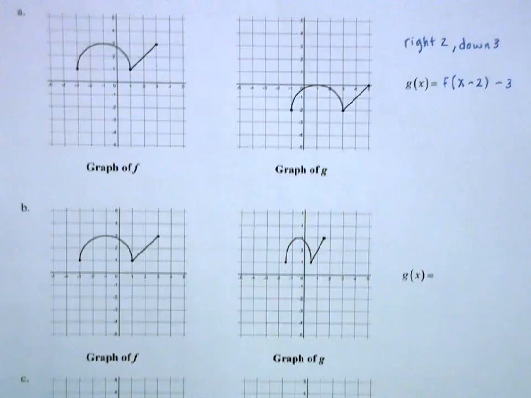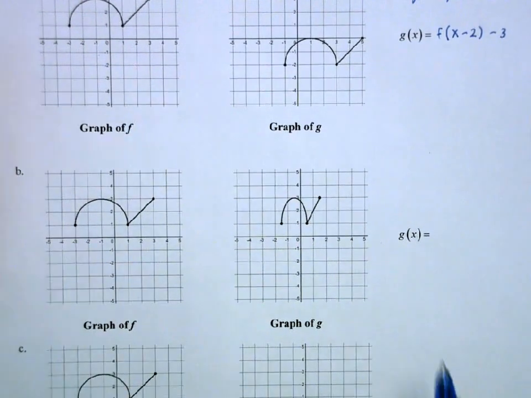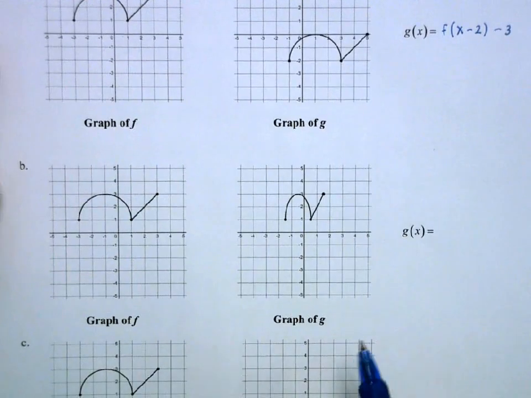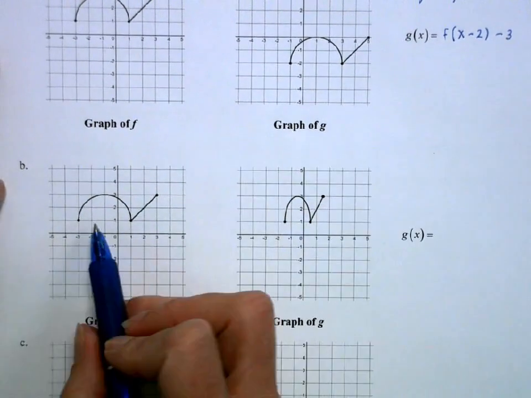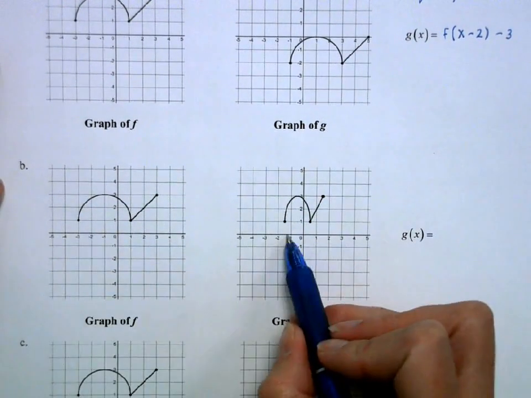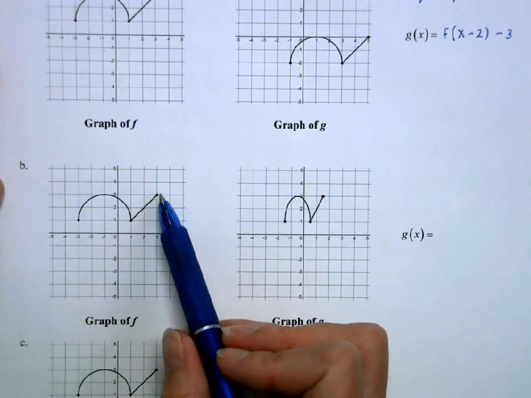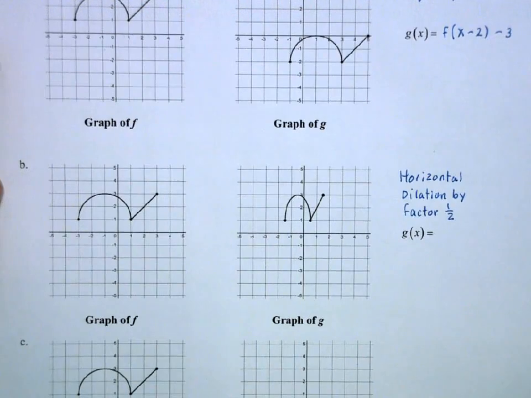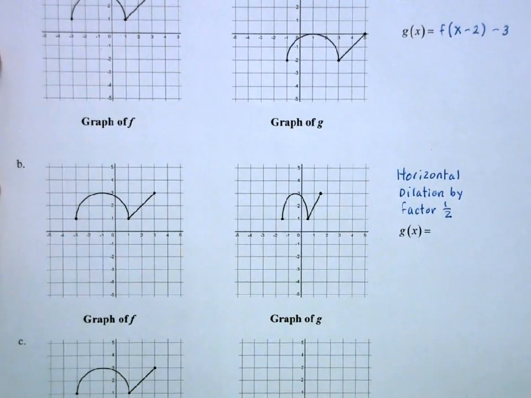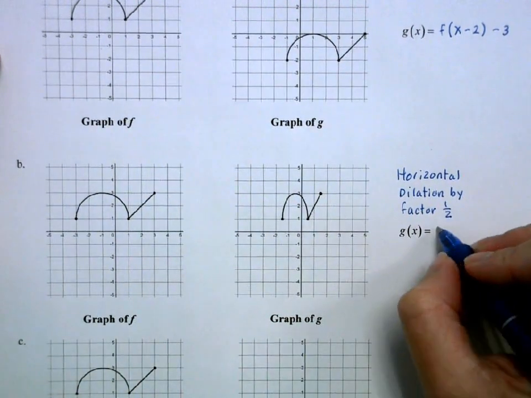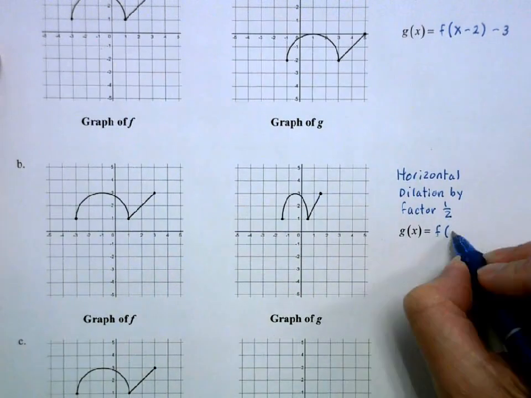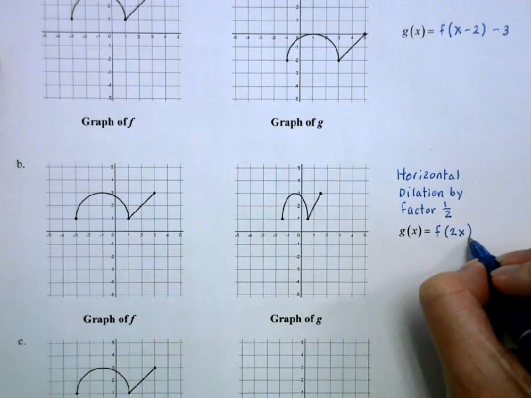Okay, next one here. This whole thing is squished horizontally. If you look at it specifically, negative 3 is now at negative 1.5. This 3 is at 1.5. So we have a horizontal dilation by a factor of 1/2. So g of x is equal to f of, it's always going to be the reciprocal. So it's going to be 2x that gives me that horizontal dilation.